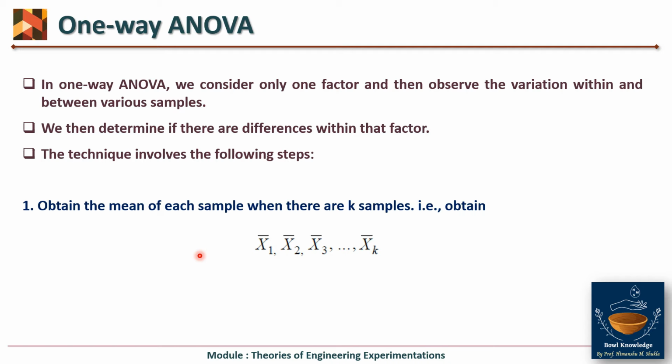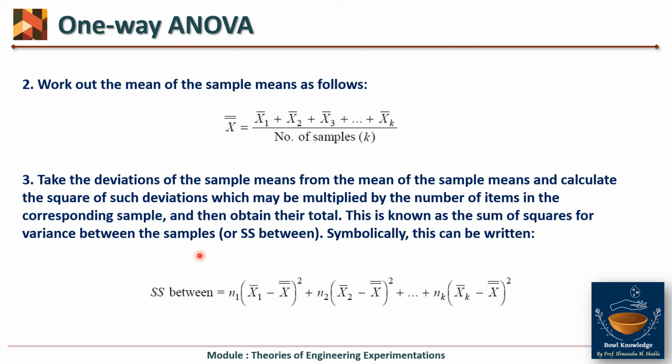So you have to calculate means. Then what is step number two? You have to calculate the grand mean. Okay. So grand mean, that is average of averages. So again, means का सबका sum divided by number of samples in your study. So that is called x double bar.